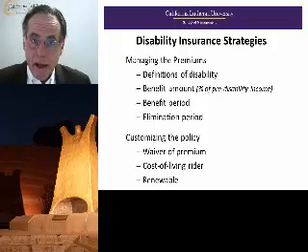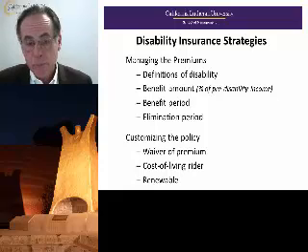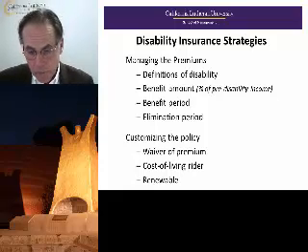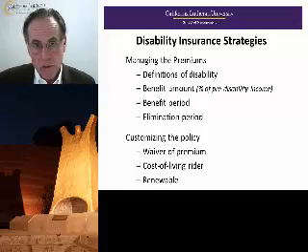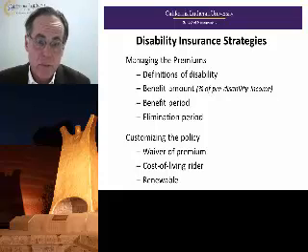Thinking about the strategy for adding disability, we can think about managing the premiums and customizing the policy a little bit. We manage the premiums by moving these different factors in combination. What is the definition of disability?